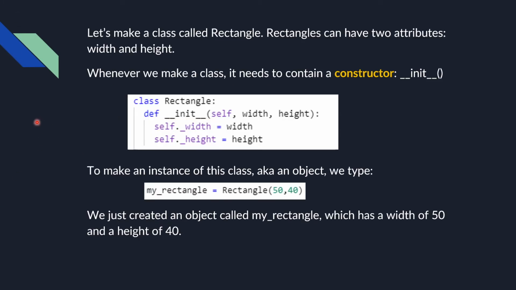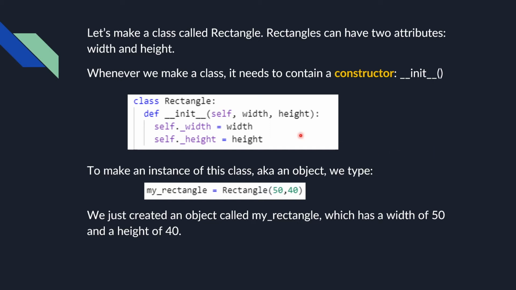Alright, let's go through an example of making a class and then creating an object from that class. Here we made a class called rectangle. It's going to create a rectangle object. And here's how we define a class. We use the class keyword followed by the name of our class, rectangle, and then within this block of code we're going to list attributes and behaviors of our rectangle. For now, let's focus on attributes.